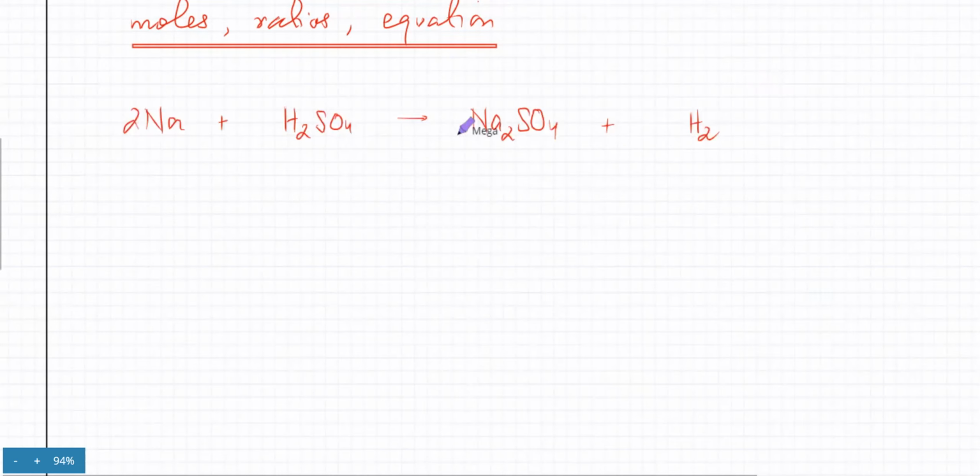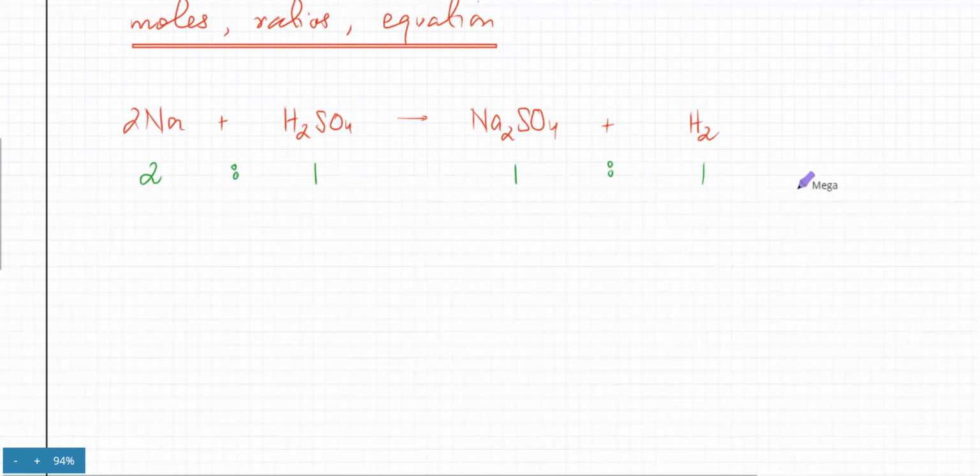What does this reaction tell you? It's a balanced reaction. There are 2 moles of Na, and everything else is 1 mole. That means two atoms of sodium are going to react with one molecule of sulfuric acid, and they're going to end up producing one molecule of Na2SO4 and one molecule of H2 gas.